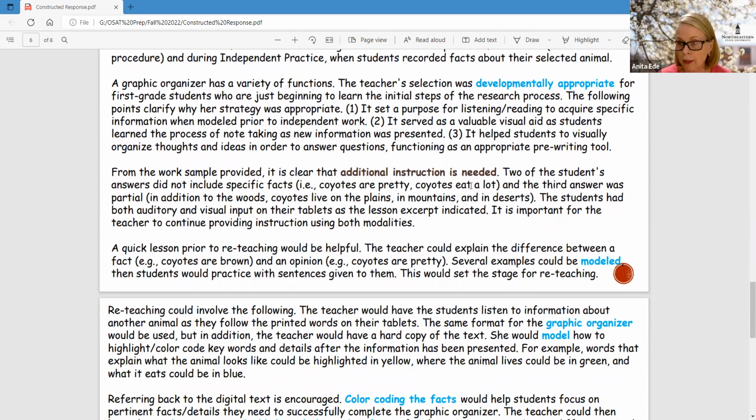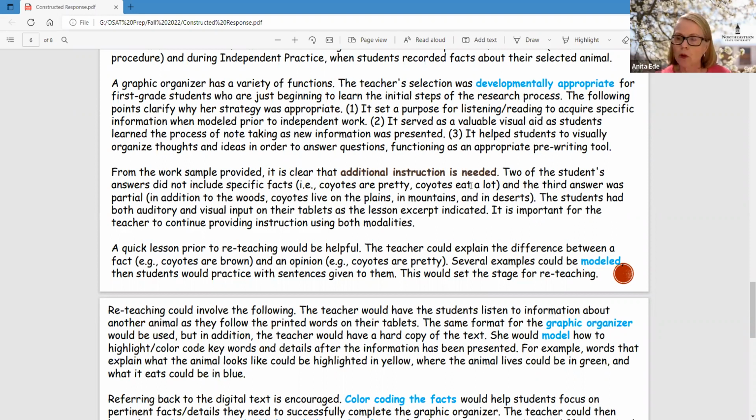what's wrong with it. Where is the additional instruction needed? Well, two of the students' answers did not include specific facts, because we've got the pretty coyotes and they eat a lot. And the third answer, living in the woods, is not real clear either, because more factual information was actually available. So she explained why additional instruction is needed.